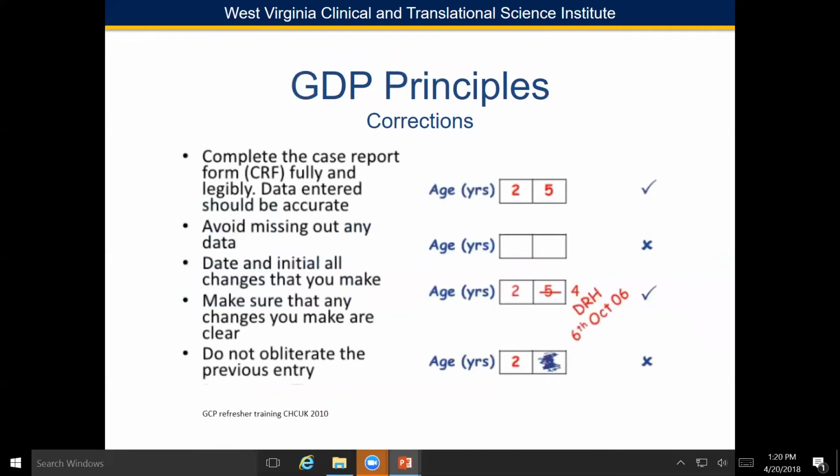So this is just an example of appropriate and not appropriate corrections. This is on a case report form where the first entry is correct. It's complete and everything's there. The second one is not correct. It's missing some information. The third one is correct because there was an error, but the error was corrected. And the last one is not correct because the previous entry can no longer be read. So there's no clear audit trail for the data.